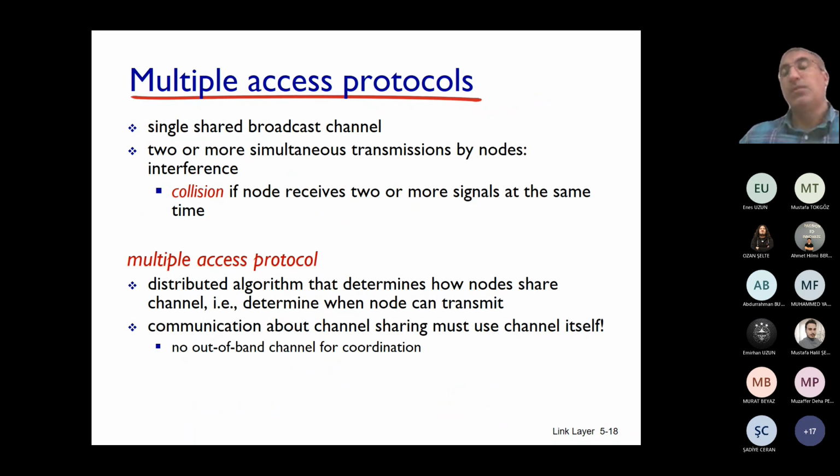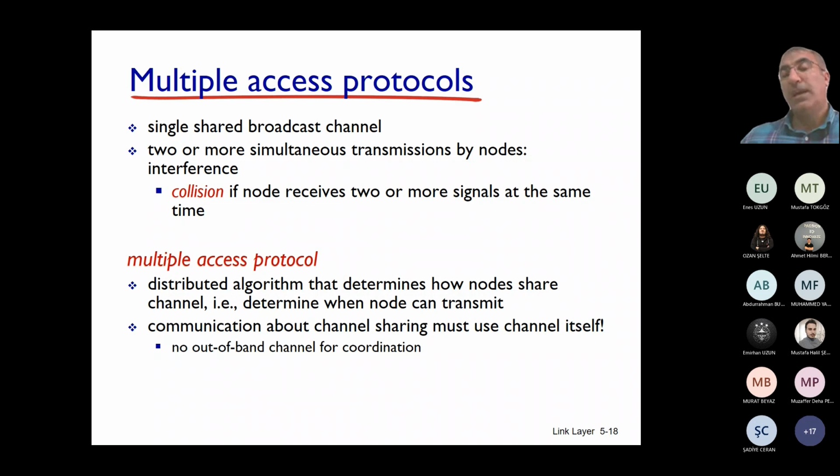Okay, so our case is a single shared broadcast channel, because we usually have, let's say, a Wi-Fi access point or a base station. And through this broadcast channel, we need to access the resources. So in this shared channel, there are some problems, of course. The first problem is if two hosts try to access simultaneously, we may have some interference, which we call collision.